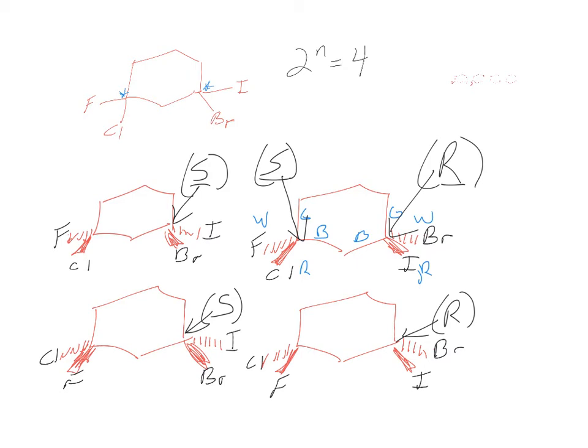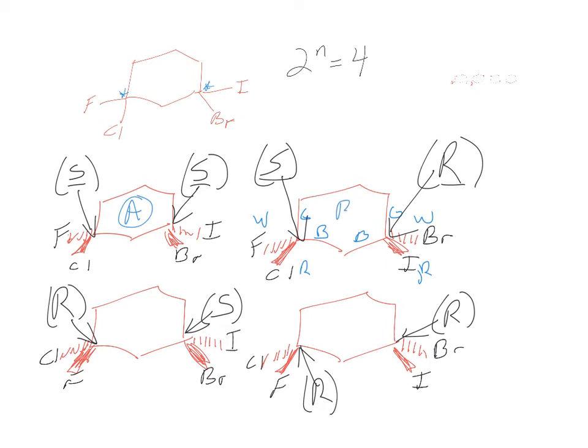If this was S, one that's just like it, this would also be S. And then this one would be R because it's opposite. And this one would also be R. All right, so you end up with 4 different stereoisomers. And what they are to each other is also interesting. So let's call, I'll put an A in the middle here, a B, C, and D.